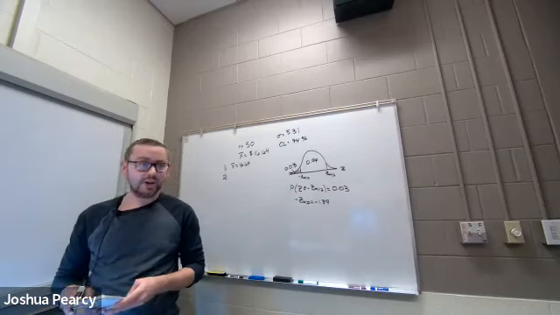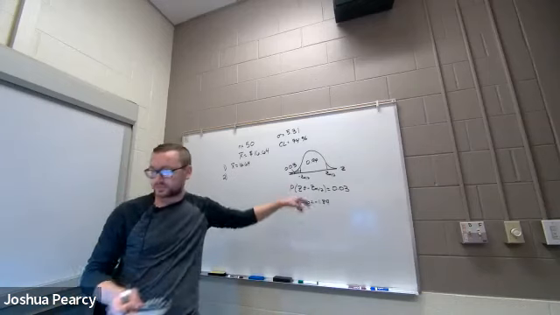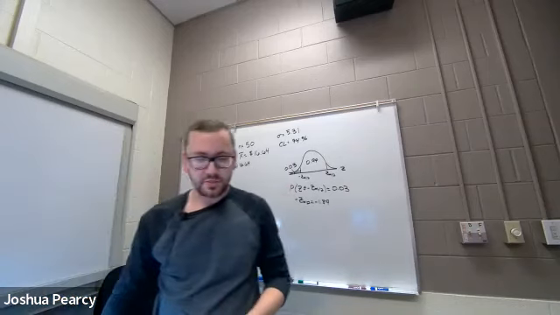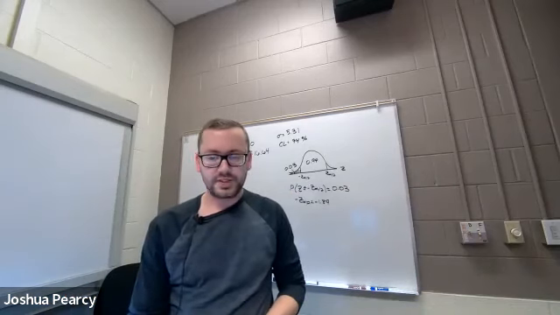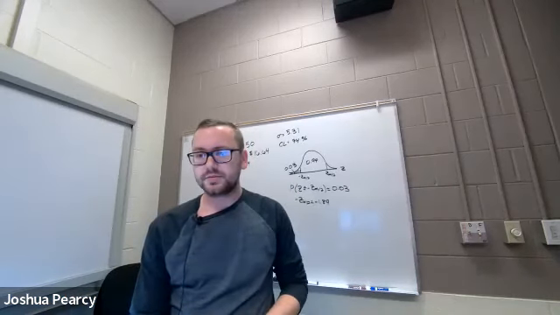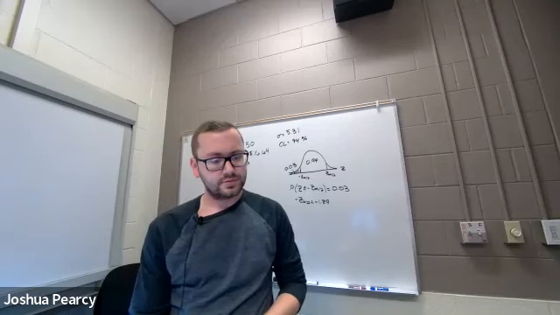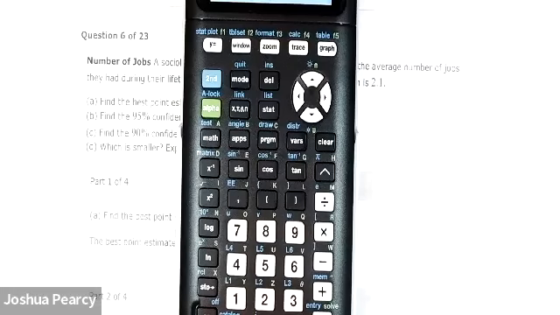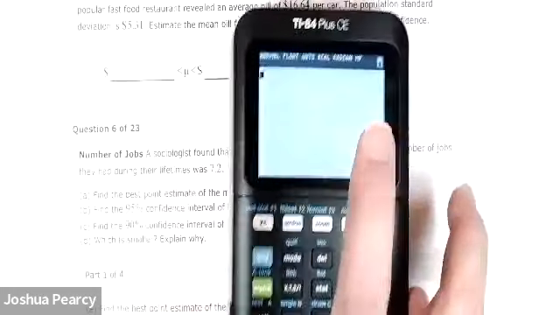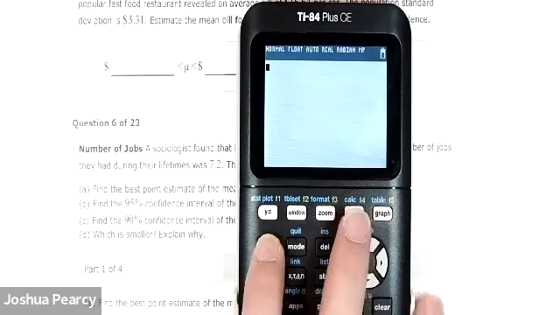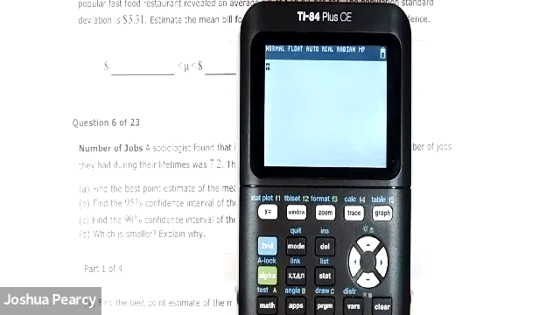You want to know another way to find this? It's on the calculator. The other way is this. Go to second vars. That takes you into the distribution tables.